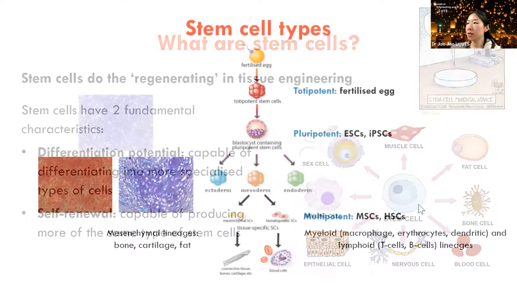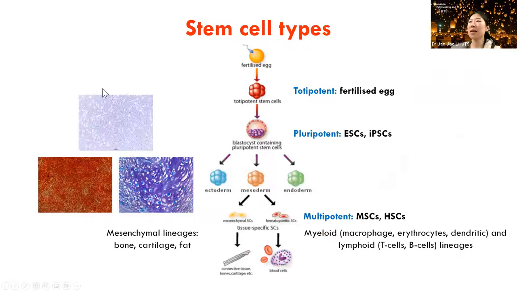There are different types of stem cells, which I'm not going to go through now, but these are essentially pictures that I've taken in my own lab. So these are what the cells look like under the microscope, under a certain magnification.